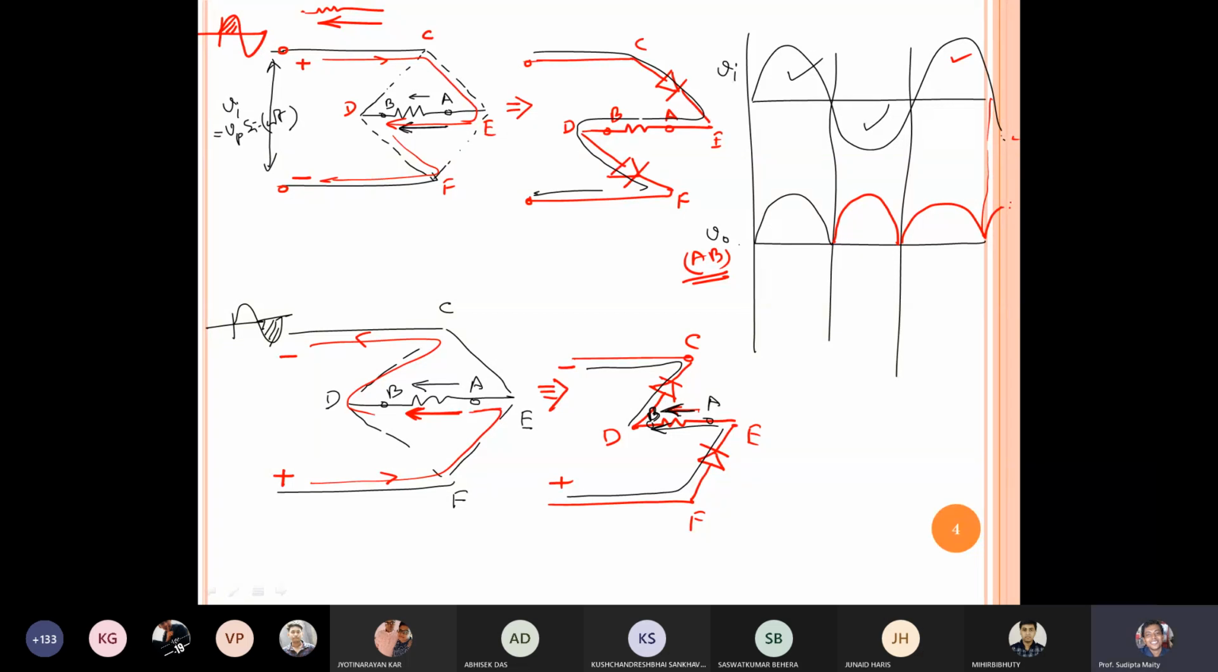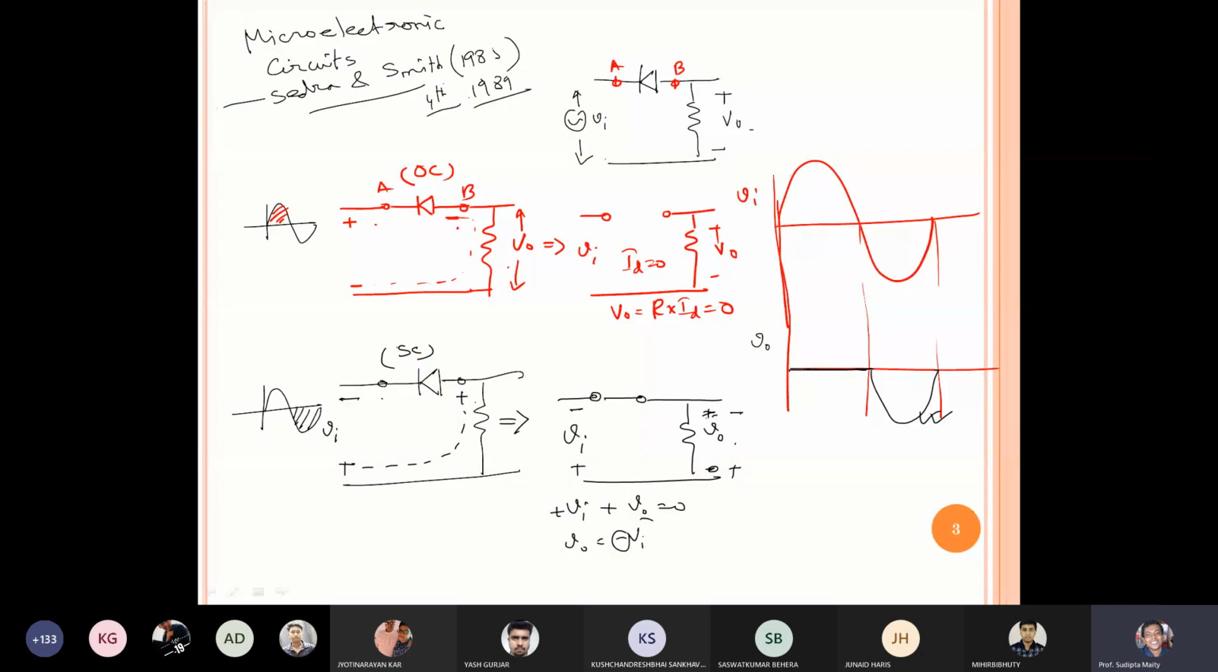Is it clear? Sir, here V naught equals VA minus VB, na, sir? Yes, always, because we are considering the voltage across the resistor, na. You check, always we are calculating voltage across some kind of resistor.